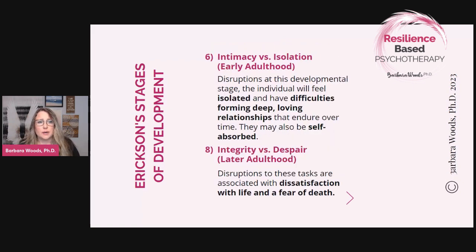So these two are older, so they're early adulthood and later adulthood. And these are important for when we're working with the adults as well in the family system, and it may be the parents and the grandparents. So the 6th phase is intimacy versus isolation, and it's early adulthood.